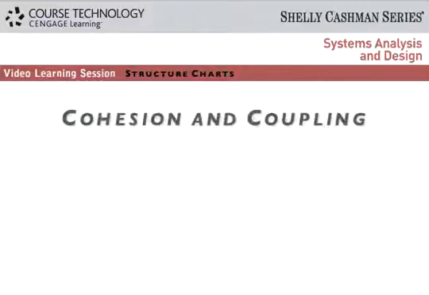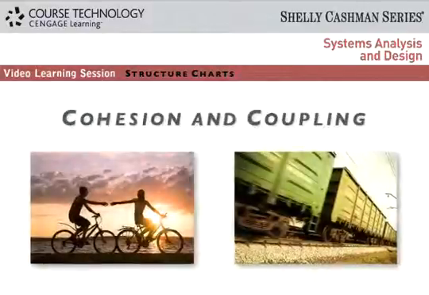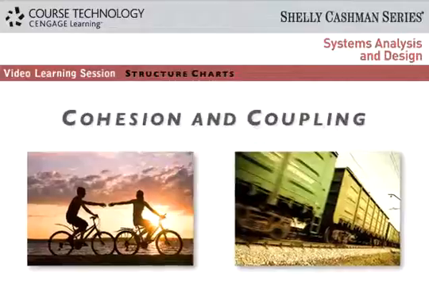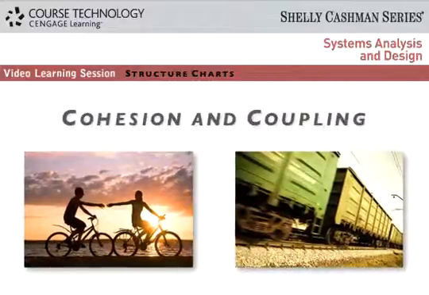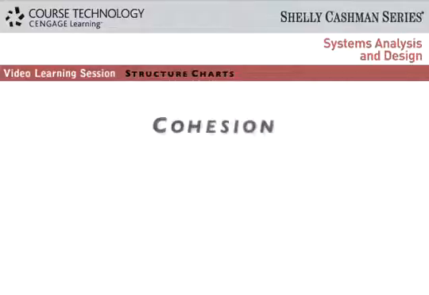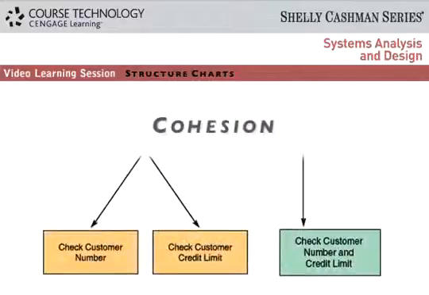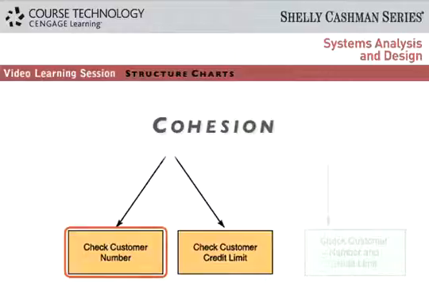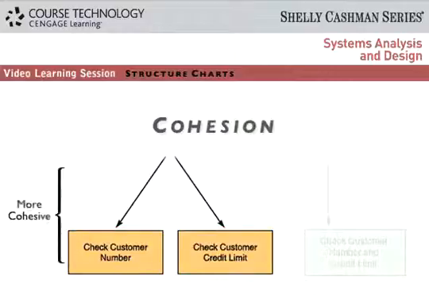To draw a structure chart, you must understand two important concepts, called cohesion and coupling. Cohesion refers to a module's scope and complexity. The simpler the module is, the more cohesive it is. For example, look at the modules on the left. One checks the customer number, and the other checks the credit limit. Because they perform a single task, each one is highly cohesive, so it will be easy to modify and maintain.